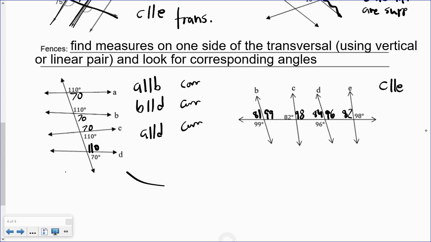Okay, so that's it. So that's how you approach fences. You fill in one entire side of the transversal and then look for corresponding. It's easier than hashtags, right? So that's this lesson. Proving that lines are parallel when you don't know if they are by using the angles. Okay? Does anybody have any questions?